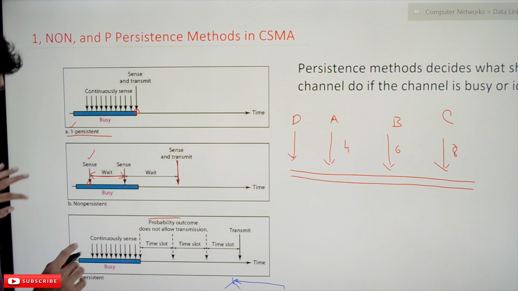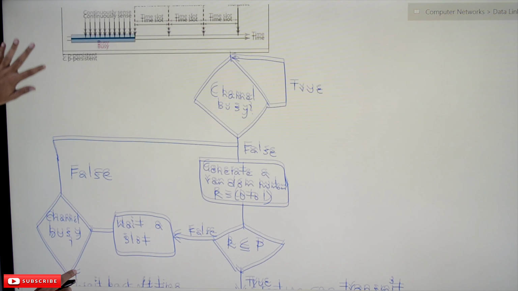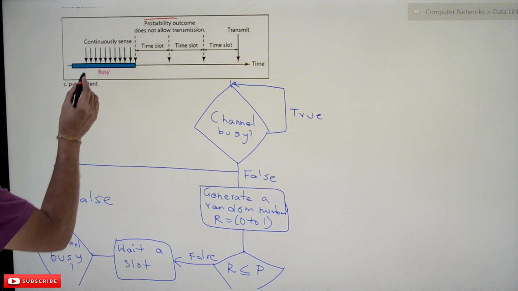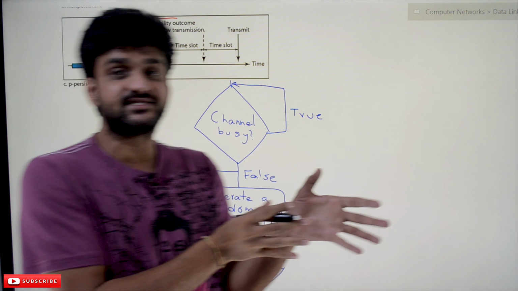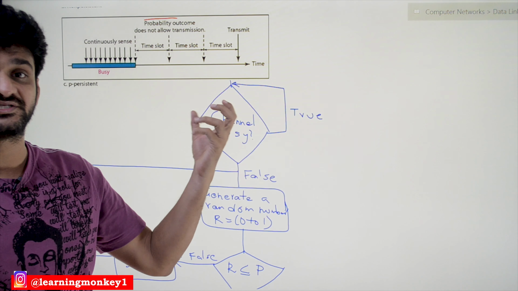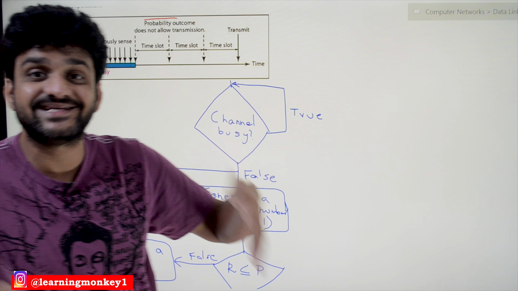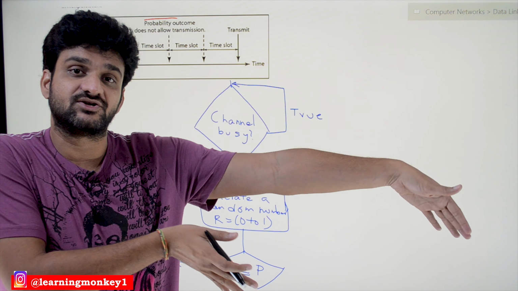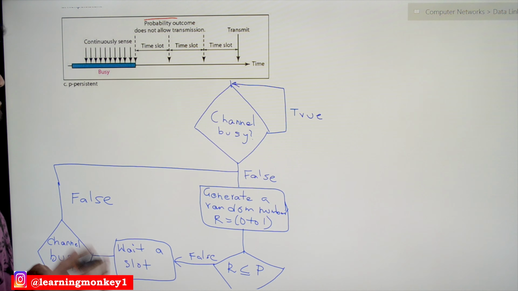Let's try to understand this with the flow chart, which makes things easy. But before that, how the p-persistent will work is: it combines the advantages of one-persistence and non-persistence. With this, we are going to get the maximum efficiency utilization of the channel and fewer collisions. How that happens, we will try to understand.